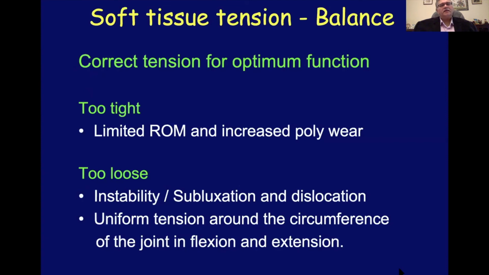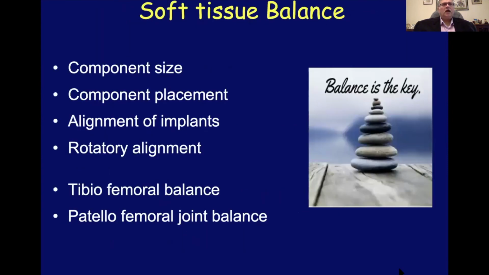Balance, on the other hand, is a reflection of soft tissue tension. You need the correct tension for optimum function. If it is too tight, the range of movement is limited, and as a result, you get increased polyethylene wear. On the other hand, if it is too loose, you have instability, subluxation, and dislocation. If a uniform tension around the circumference of the joint in flexion and extension is not achieved, the knee fails.